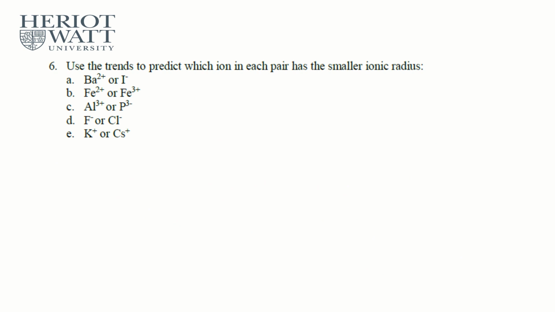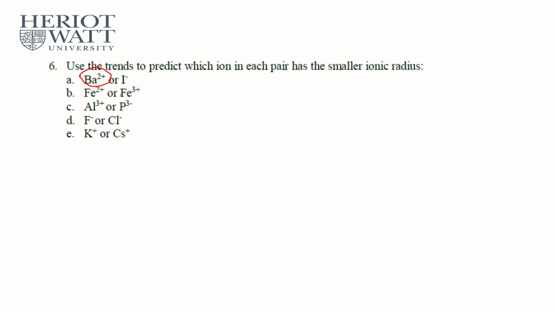Let's move on. Number 6. Use the trend to predict which ion in each pair has the smaller ionic radius. A, between barium and iodide. When you compare positive and negative ions, the positive ion will always give you a smaller radius because of a stronger, higher core charge. So the answer here is always positive.